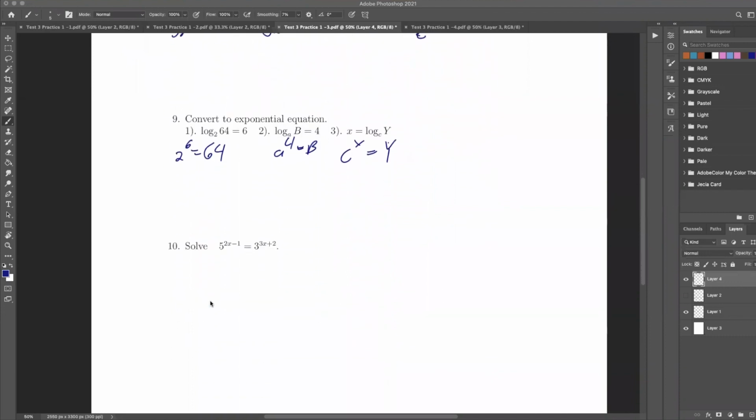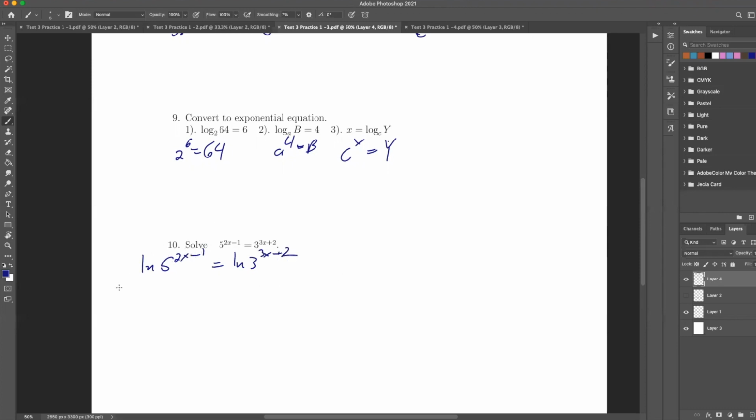All right, so let's solve this one. This one takes a little bit, so let's do it. So notice here we have two different exponents, right? I have an exponent with a 5 base and then a 3 base. So in this case, we just take the natural log of both sides. So here I'll have ln of 5 to the 2x minus 1 power equals ln of 3 to the 3x plus 2 power. And then we're going to use our power rule.